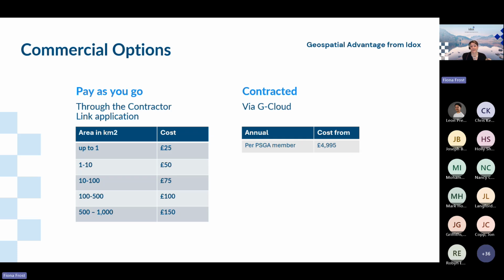And there are two ways to cover the data processing costs through Contractor Link. First of all, probably most of you will be familiar with, is that pay-as-you-go option that I demonstrated earlier. And that's open to anyone working with PSGA members and any PSGA member. And you can see the processing fees there for the pay-as-you-go option.